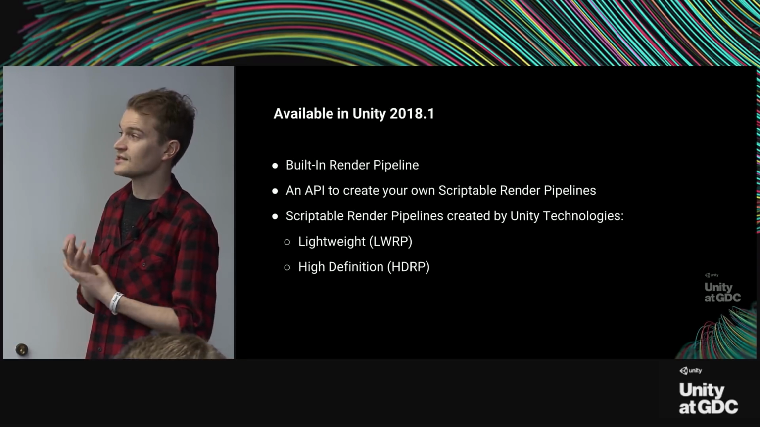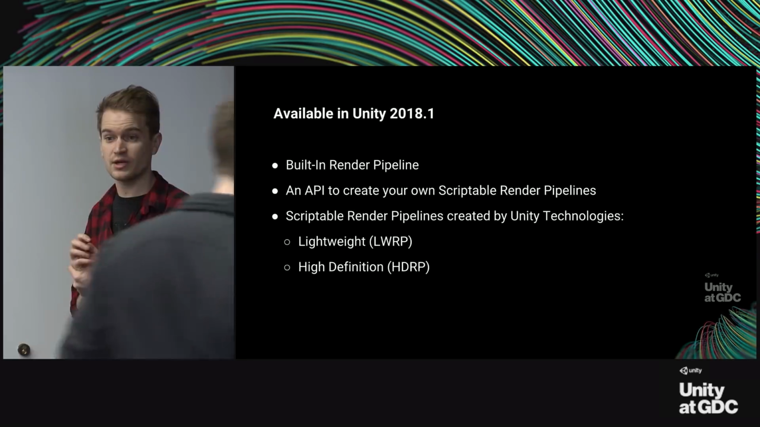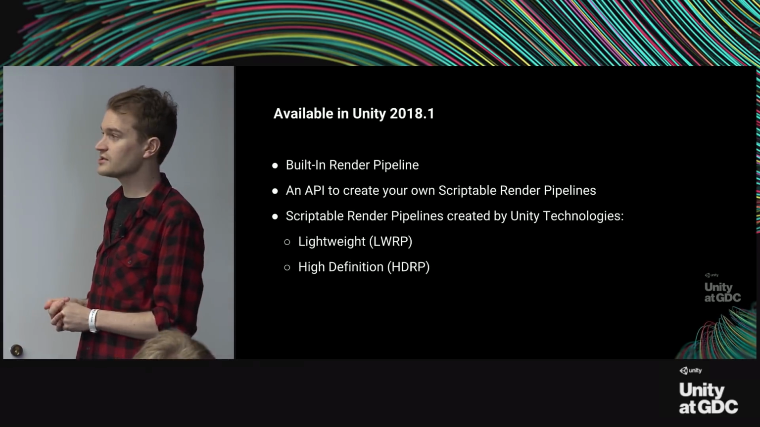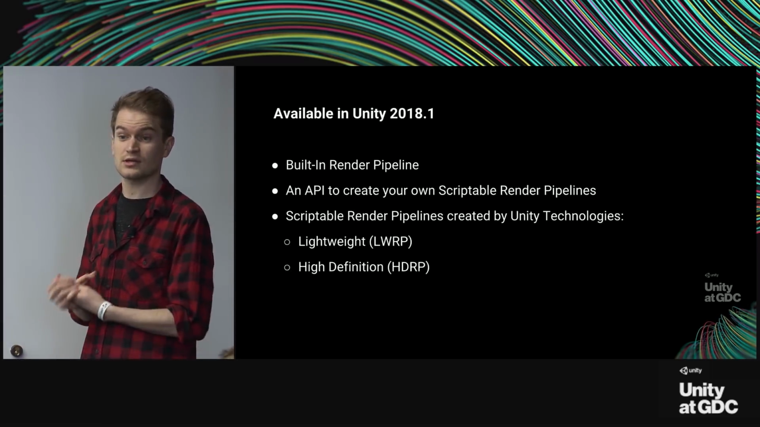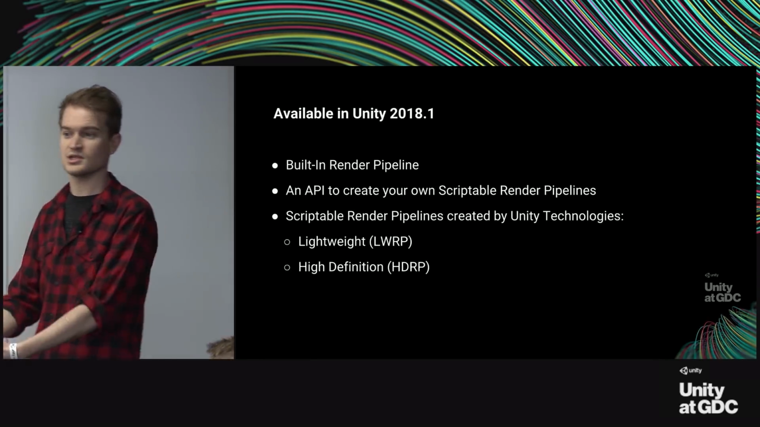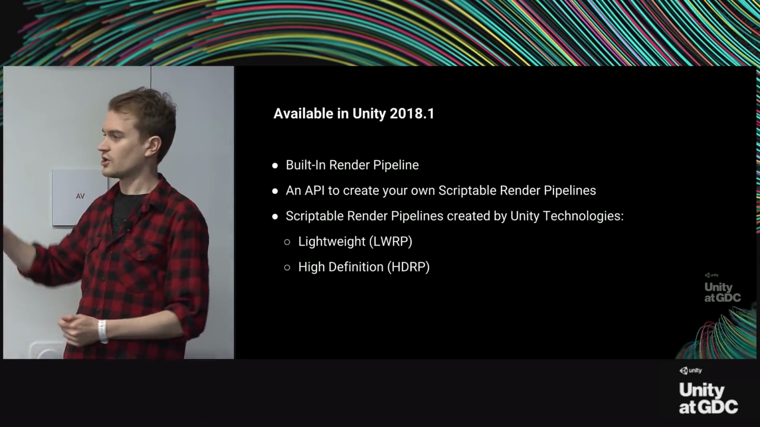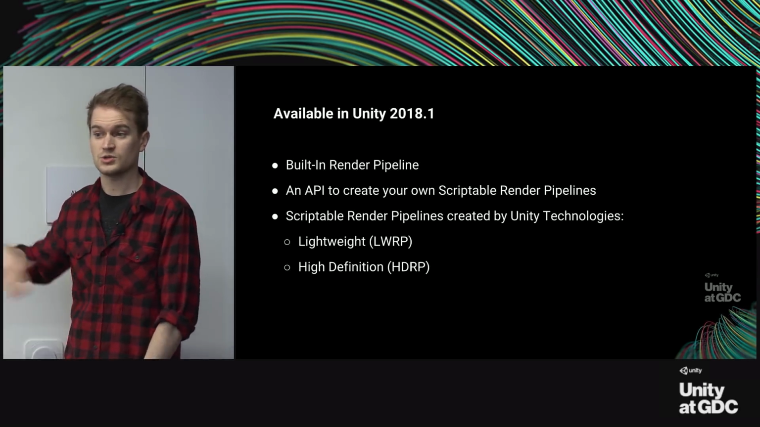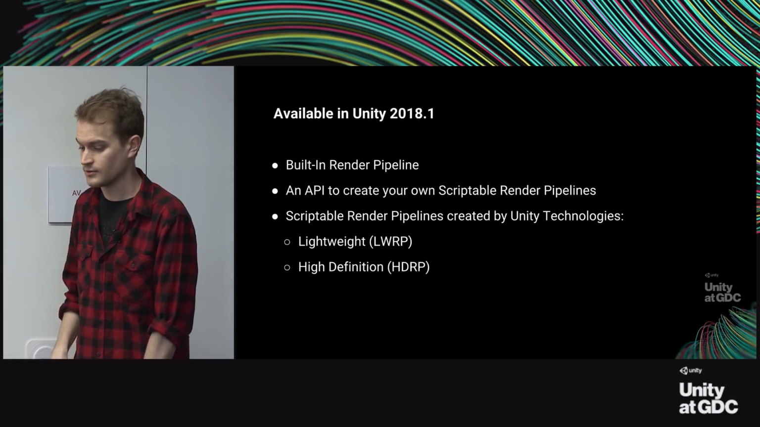What we're adding is an API to create your own scriptable render pipelines. So this sits on top of this, so you can then create your own render pipelines. And we're using that scriptable render pipeline API to create some render pipelines that we're distributing to people. So we're taking that API and we're creating a lightweight render pipeline and a high-definition render pipeline, which we're going to share and you can download today.